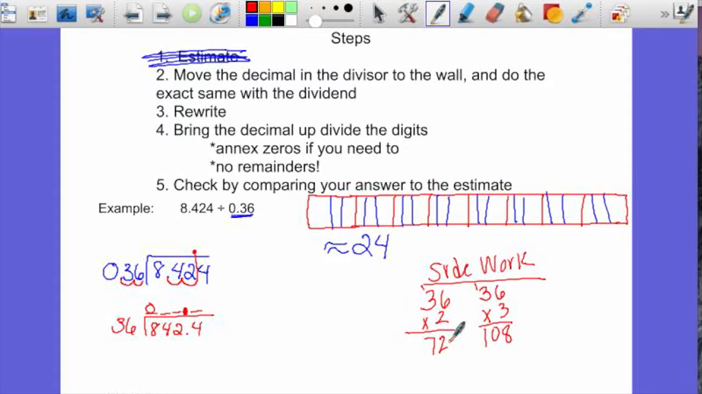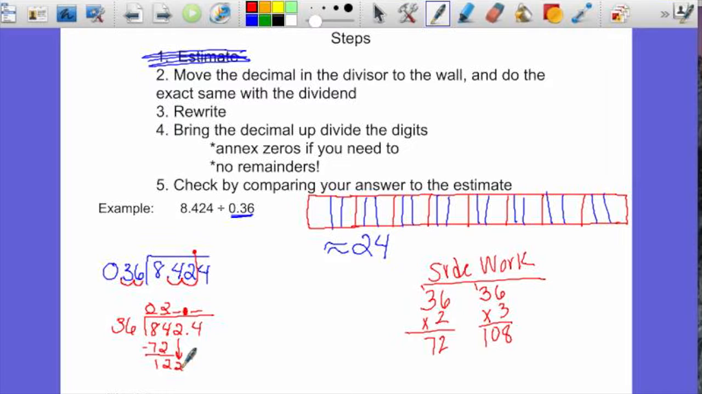So let's see, 36 into 84. 2 times 36, I know is 72 from over there. And subtract. 4 minus 2 is 2, 8 minus 7 is 1. And break down your 2. 122. 36 into 122. Well, I know it's not 2, it's not 3.